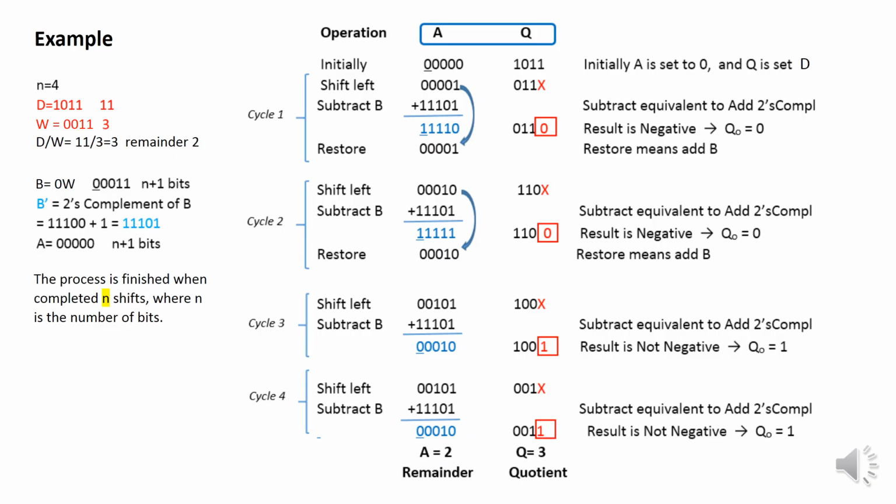Remember, each cycle of the algorithm follows the same pattern. First, shift the accumulator and the quotient to the left. Second, subtract the divisor from the accumulator. Third, if the result is positive, we keep it and set the new quotient bit to 1. But if the result is negative, we restore the accumulator to its previous value and set the new quotient bit to 0. And we repeat this for n cycles, where n is the number of bits.